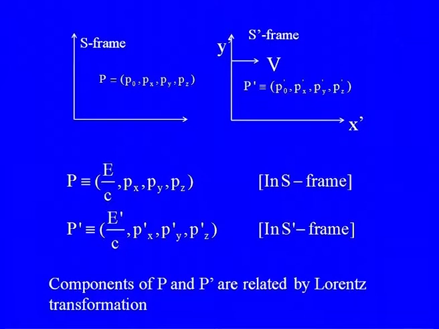Then in the S prime frame, which is moving with a certain constant velocity v with respect to the S frame, the components will be different. Of course it will be different, but the norms of the 4 vectors would be the same. Now, just as an aside, why do we call it a 4 vector?